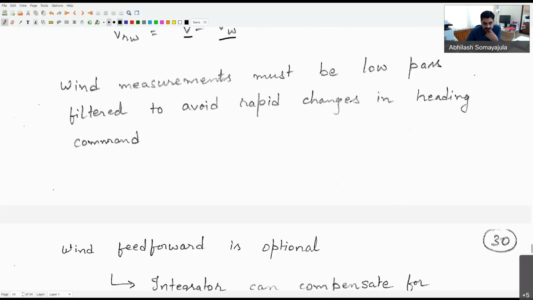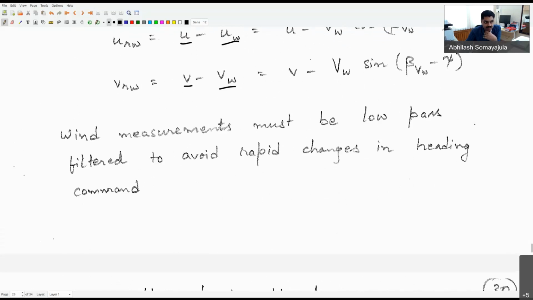One important thing you must keep in mind when implementing this tau feed forward is that wind measurements must be low pass filtered to avoid rapid changes in heading command. We want to make sure that these very high frequency or very quick changes in wind are not compensated for, because that will only make our actuators wear out much more quickly. We want only the slowly varying forces, or the drift forces, to be taken care of. The high frequency stuff should be avoided.